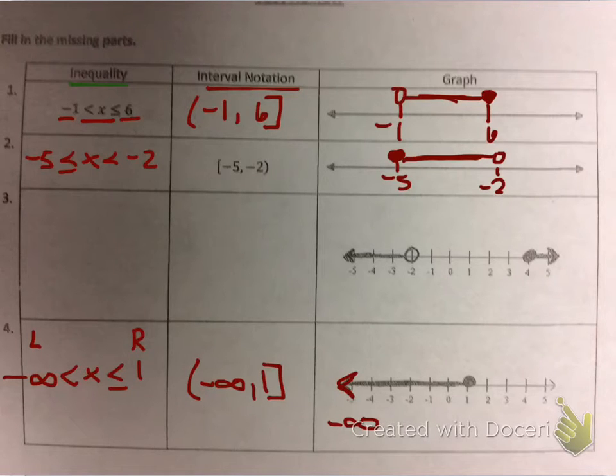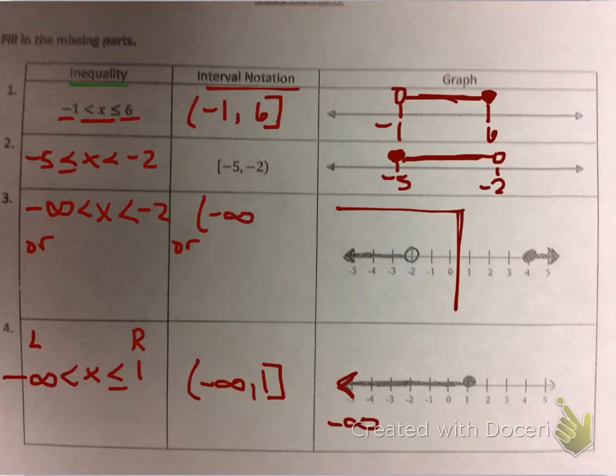Now, the reason why I skipped number 3 is because number 3 is kind of like an or. There's two parts to this. There's this section, and then there's that right section. Now, the left section is going to -infinity, x. Notice again, infinity symbols always have parentheses. They will never have brackets. And then it goes to -2, and it's got an open dot. The interval notation for that would have been parentheses, -infinity, comma, -2, parentheses.